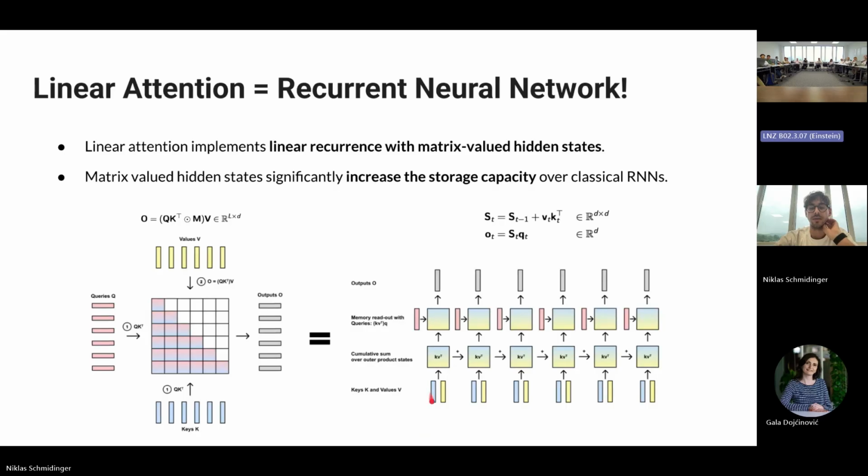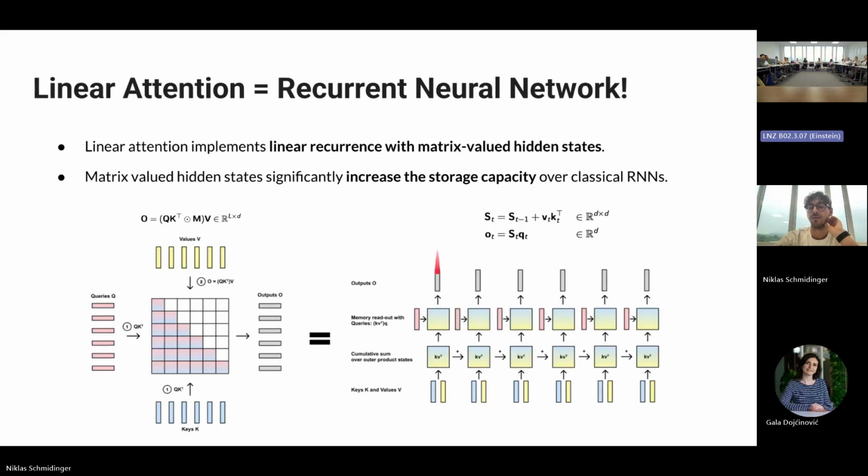And what you do is, at each position, so one of these pairs here is one time step, you basically compute the outer product of K and V, right? And then you just do a cumulative sum over these matrices. You can think of these matrices as the memory state that we've seen in an RNN, right? Then at each position, you multiply the query at that position with this little memory matrix, and you get the readout vector.